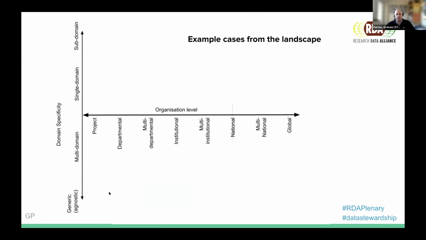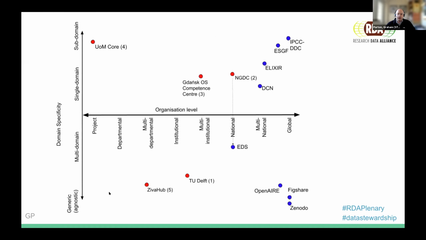And we came up with 2 axes to look at them. The first one is the organizational level at which a service might exist. And the second one is the degree of specificity for the domains which they cover. It was really just that we looked around, saw particular examples, and asked, can we group those together and see how they fit on such a plot?